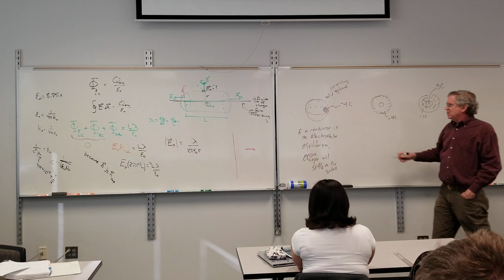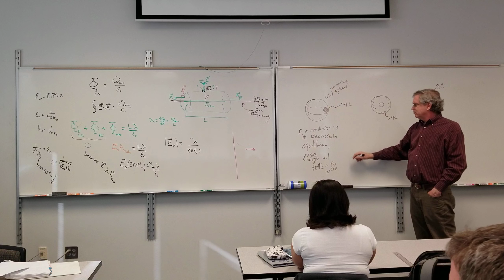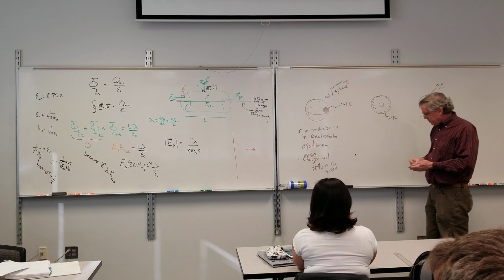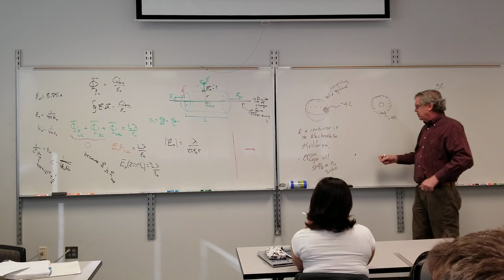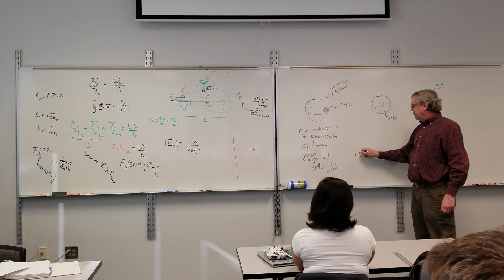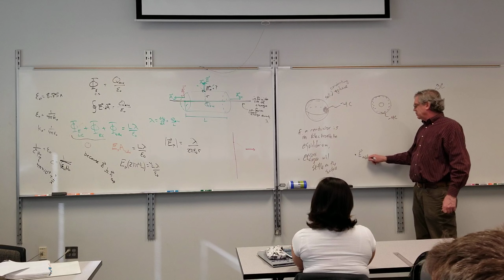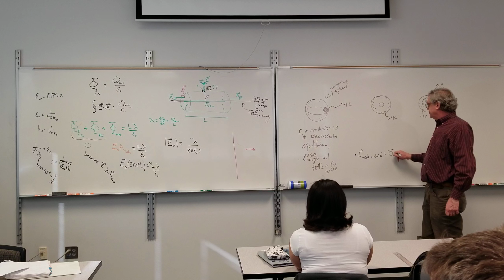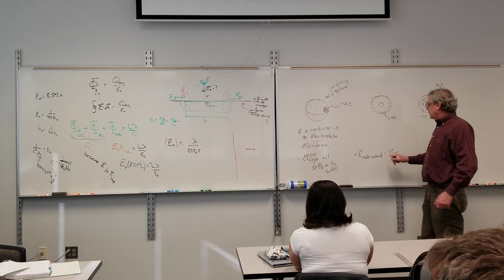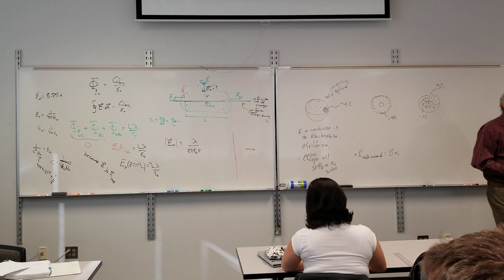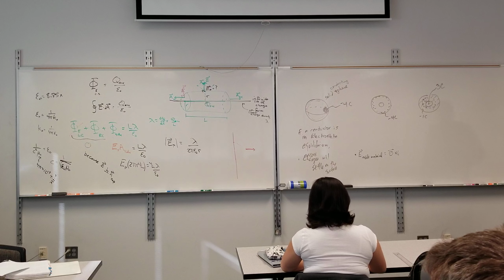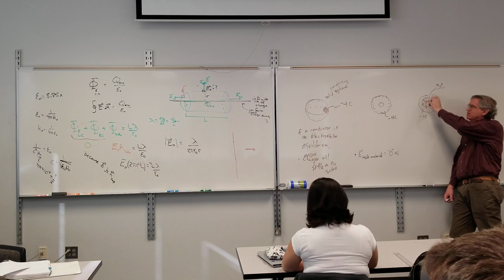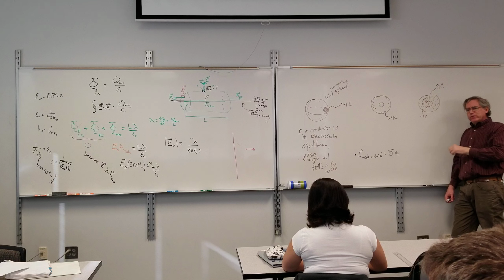So, excess charge resides on the surface. This is something we did on day 1 or 2. The electric field inside the material is zero. What we showed was the force was zero, but if the force is zero on a charge, then the electric field is zero. So if this is an electrostatic equilibrium, then the electric field going through my Gaussian surface is zero.